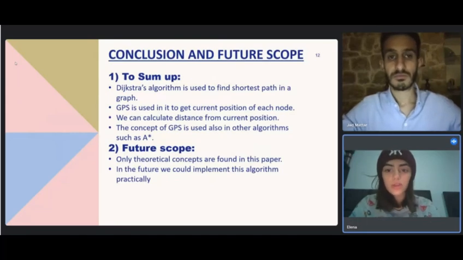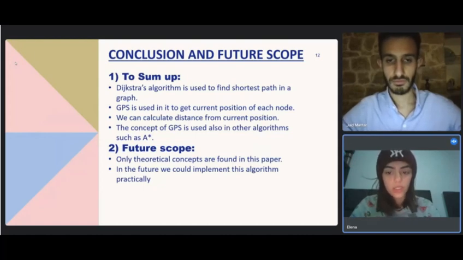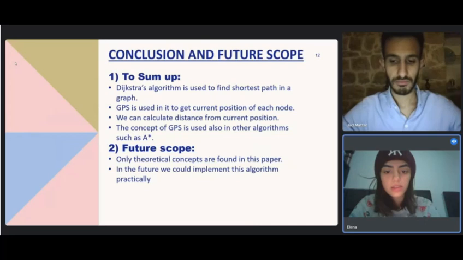To sum up, the Dijkstra algorithm is used to find the shortest path, working simultaneously with the GPS to get the current position of every node, and then calculating the distance between our current node and the node we want to reach. The concept of GPS is also used in other algorithms such as A*. In this paper, we have only mentioned theoretical concepts and we have not used any implementation, but we hope in the future that we will be able to implement this algorithm practically.